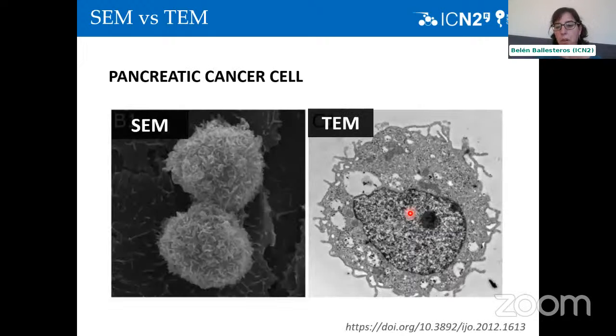And one more example on biology. This is a pancreatic cancer cell. This is how it looks in SEM. And then if you go to TEM, you can see the internal structure and the ultrastructure of the cell.